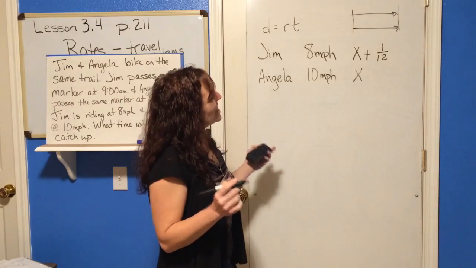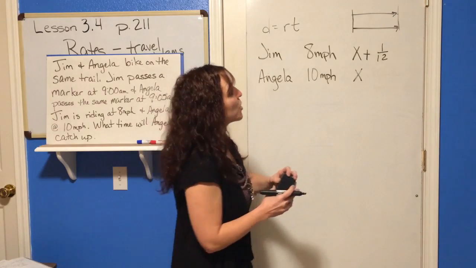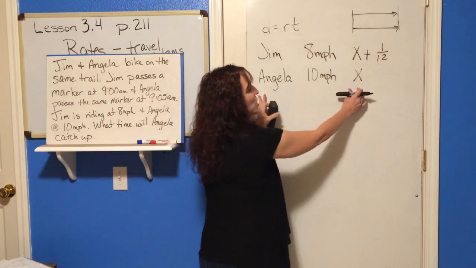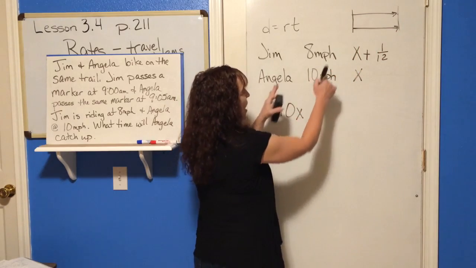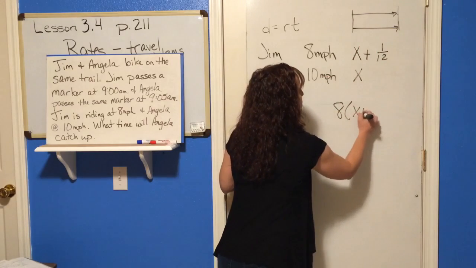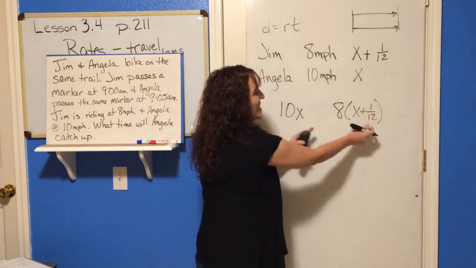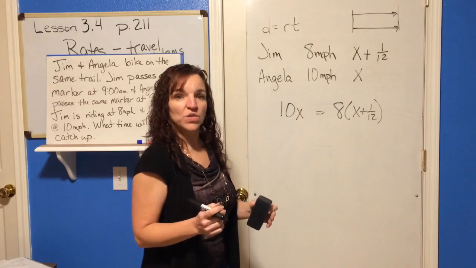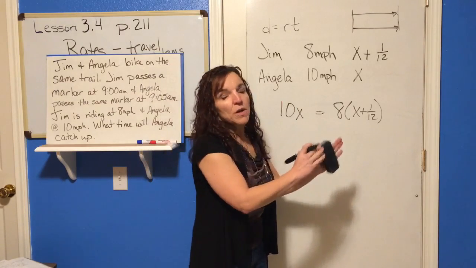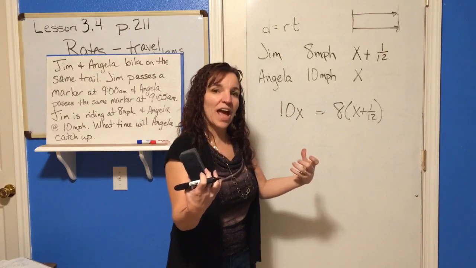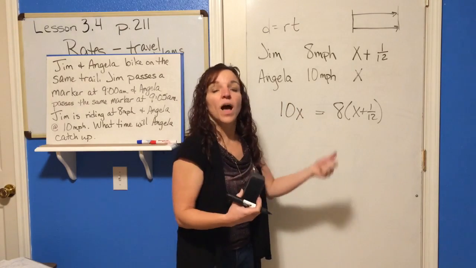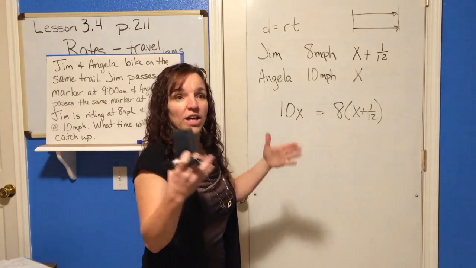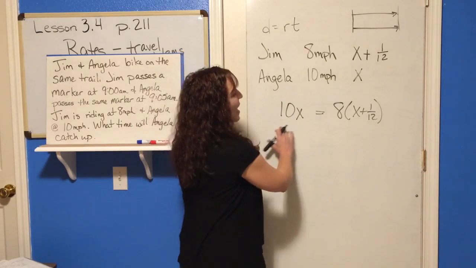Now, the distance, we don't know what the distance is, but check out our picture. The distance is the same. So if the distance is the same, then Angela's distance is 10x. Jim's distance is 8 times x plus 1/12. But those distances will be equal. They're the same. So now we have an equation that we can solve. So if you're going the same direction, then your distance is going to be equal. So you're going to have an equation where your two distances are equal. Whereas in the other problem, when you're going the opposite direction, you're going to add those distances together to get a total distance. So now we simply solve it.